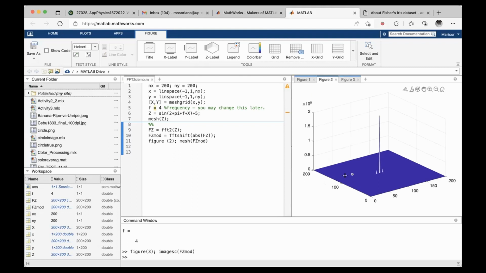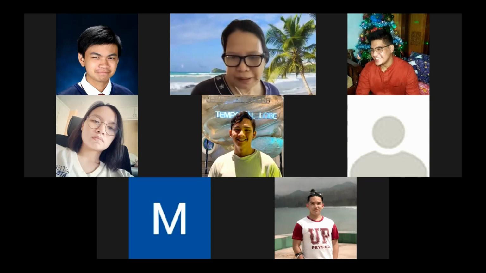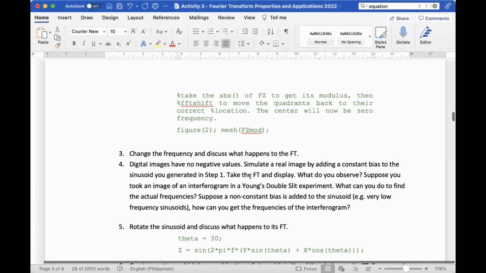Real images would be like something like that. May constant bias, walang negative parts. Now, balik uli ako dun sa lecture ko. Stop share, balik uli. Paki-remind na lang ako, nakakalimutan kong i-share yung appropriate screen. Ito na. Okay.